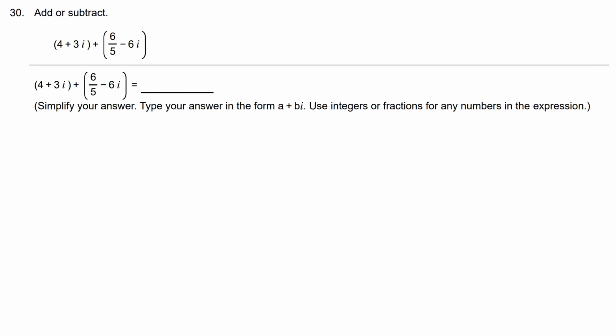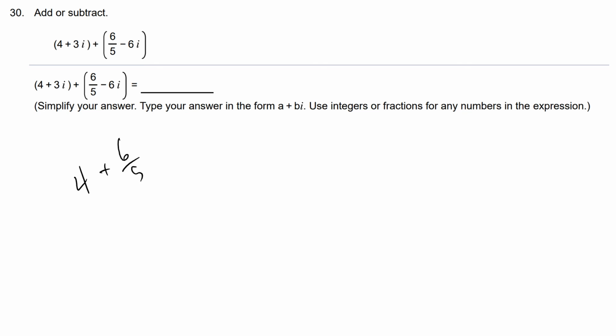This one asks us to add or subtract, and this looks really scary, but trust me, it's not. When we add or subtract two complex numbers, there's some imaginary parts. That's what the i means. And we treat it just like variables. We add the real parts with the real parts and the imaginary parts with the imaginary parts, which means what we really are going to do to solve this problem is say 4 plus 6/5.